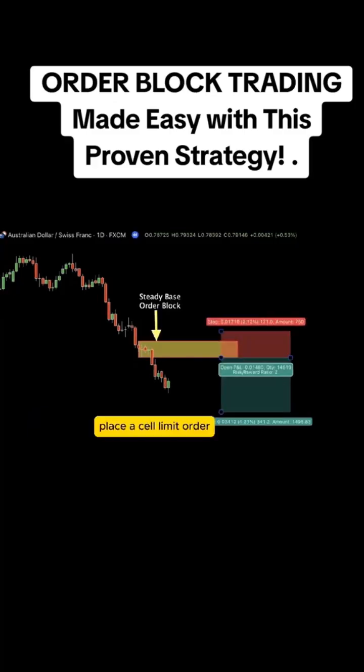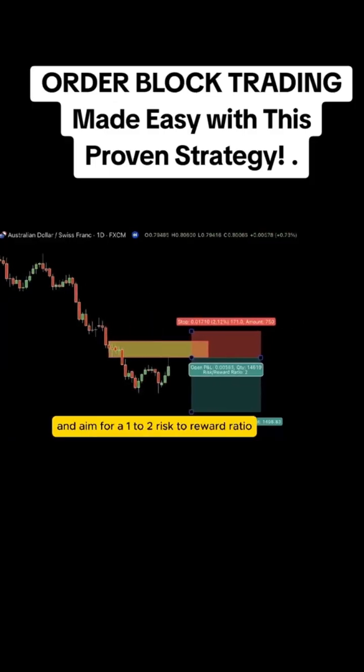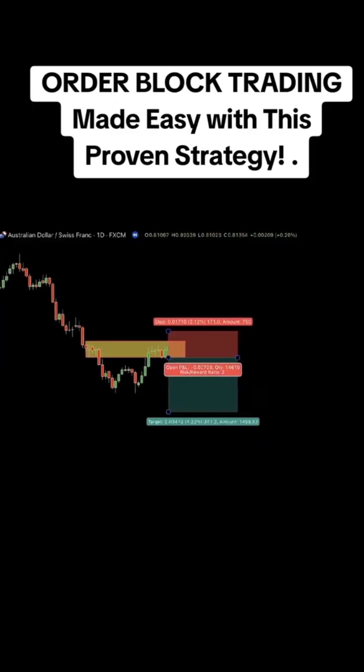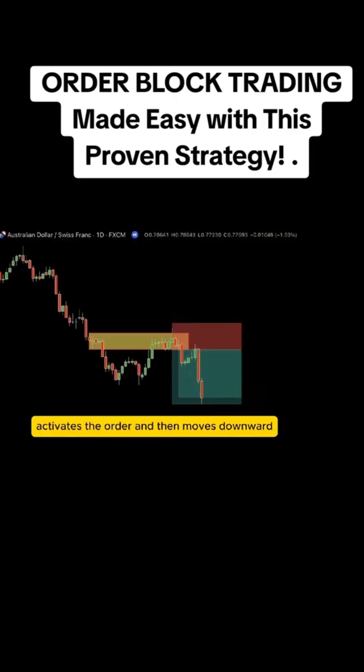Place a sell limit order at the lowest point of the order block. Set your stop loss a few pips above the order block and aim for a 1 to 2 risk to reward ratio. The market pulls back, activates the order, and then moves downward, eventually hitting the take profit target.